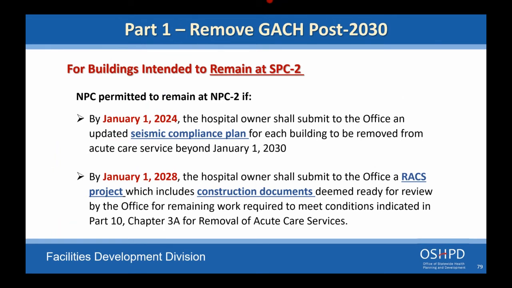For buildings intended to remain at SPC 2 and not go beyond 2030, they're going to remove general acute care services. It's a little bit easier. By January 2024, you need to notify our office that the buildings are intended to be removed from acute care service and not go beyond 2030. By 2028, the hospital shall submit a RACS project that includes construction documents to show that they're moving forward.